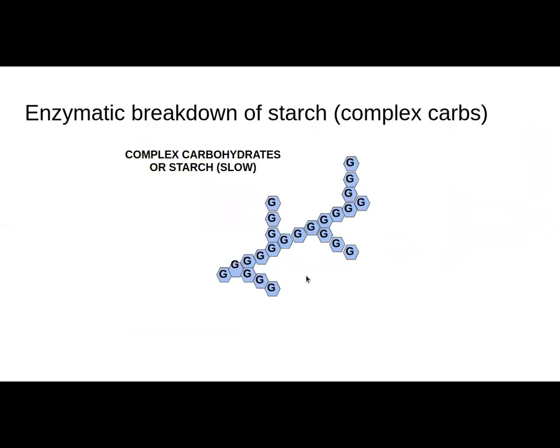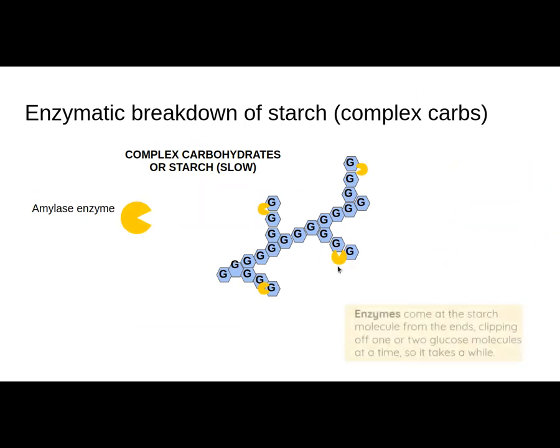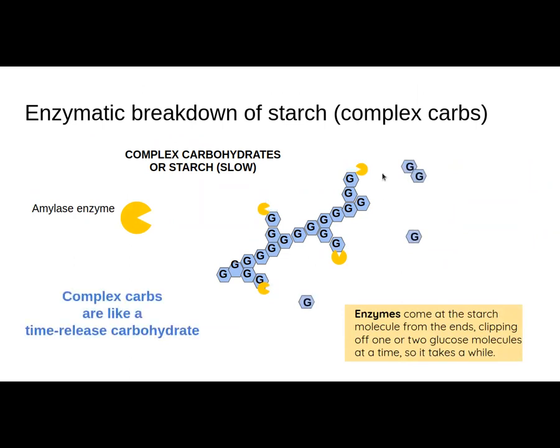So when we break down starches, sugars in our digestive system, it happens using enzymes like amylase. And we're going to Pac-Man this, my little Pac-Man guy. When we're chewing our food in our mouth or when in our small intestine, these enzymes just clip off individual glucose units so that we can then absorb them. So you can see how this starch is like a time-release carbohydrate because it takes a while for these enzymes to break them down.